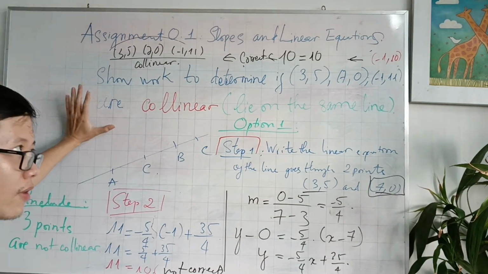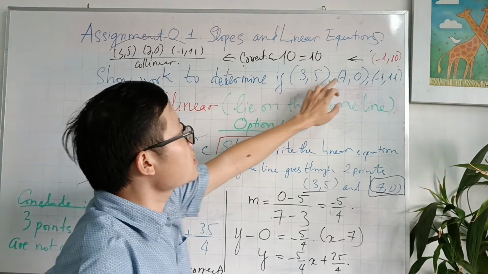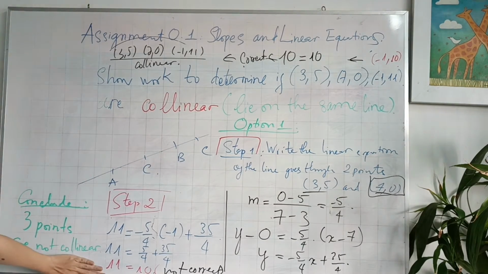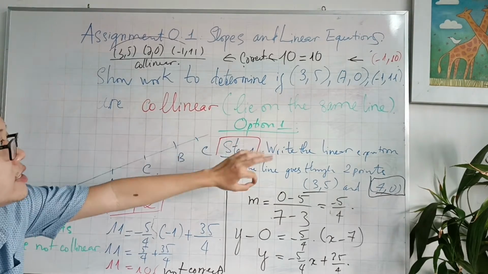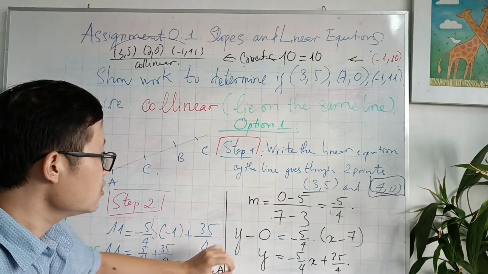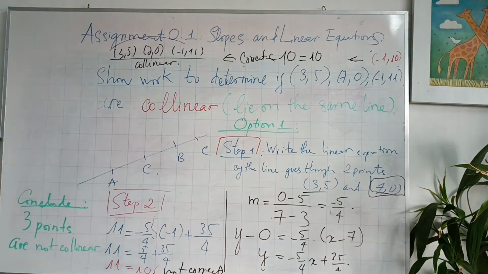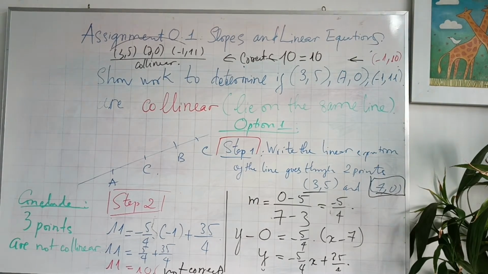So in the question, 3.2570 and negative 111 are not collinear because 11 is not equal to 0. So the coordinates of the third point, the last point, do not satisfy the linear equation here, so it does not lie on the same line with the first and the second point. Yeah, it is the first method to do this exercise.